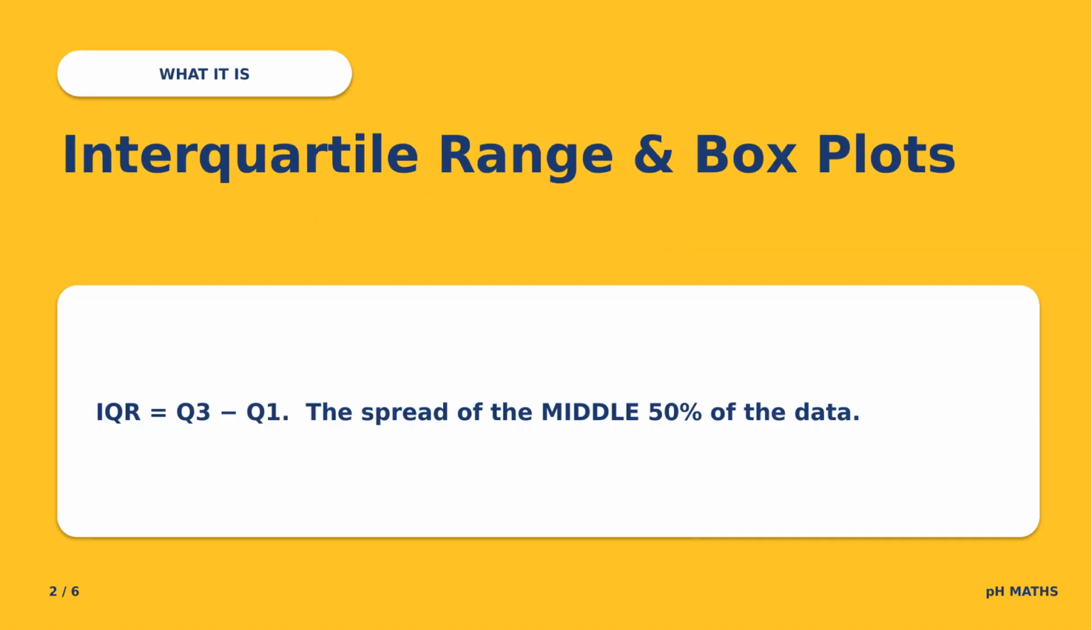Definition: the interquartile range, or IQR, equals Q3 minus Q1. Q1 is the lower quartile, 25% of the way through your ordered data. Q3 is the upper quartile, 75% of the way. The interquartile range captures the middle half of the data.